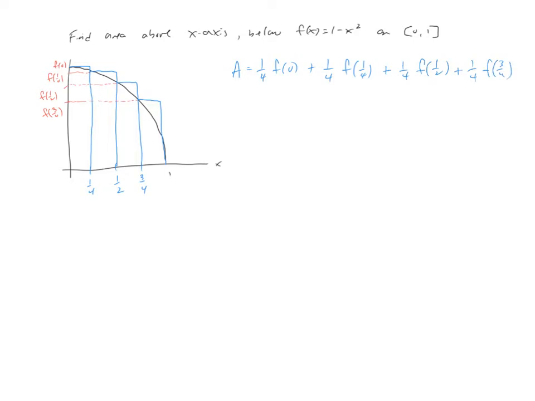When all is said and done there, and again, you can plug the numbers, you can plug the 0 into the function, the 1/4 into the function, etc., etc. I'm not going to waste time doing that on the video. When all is said and done there, we get 0.78125. And so for 4 rectangles, this would be the upper sum.